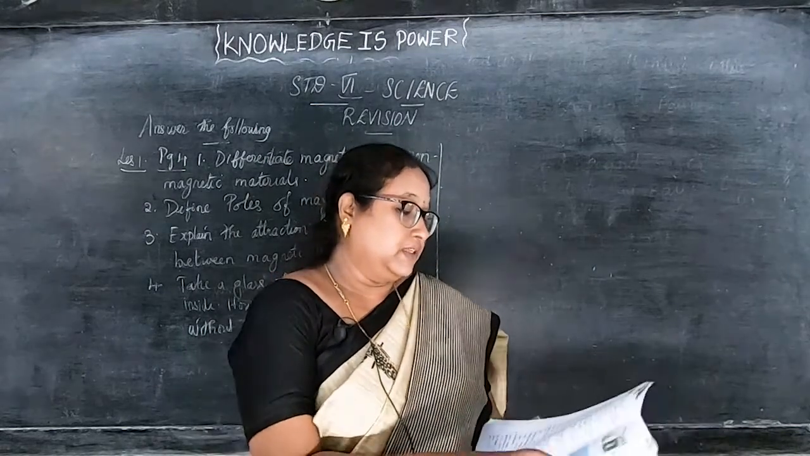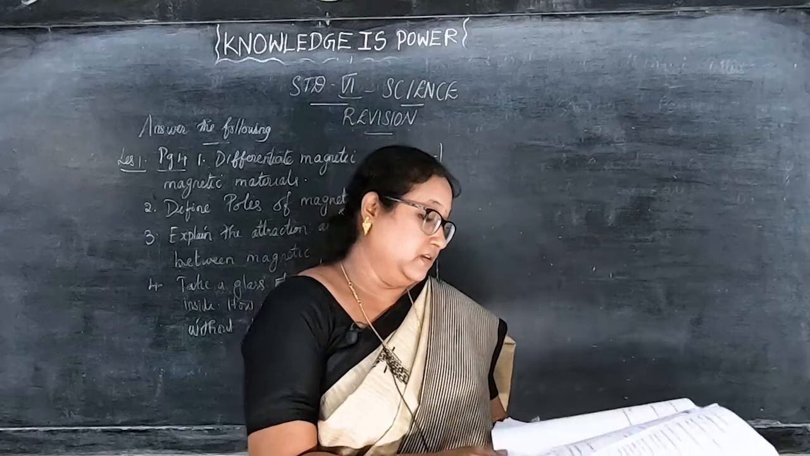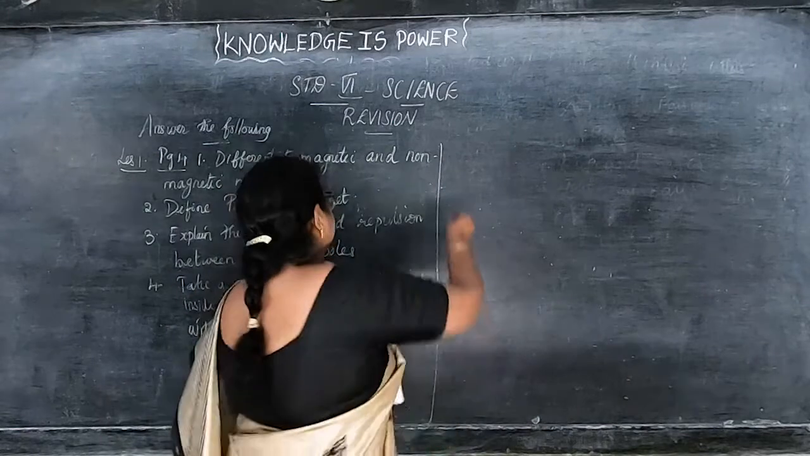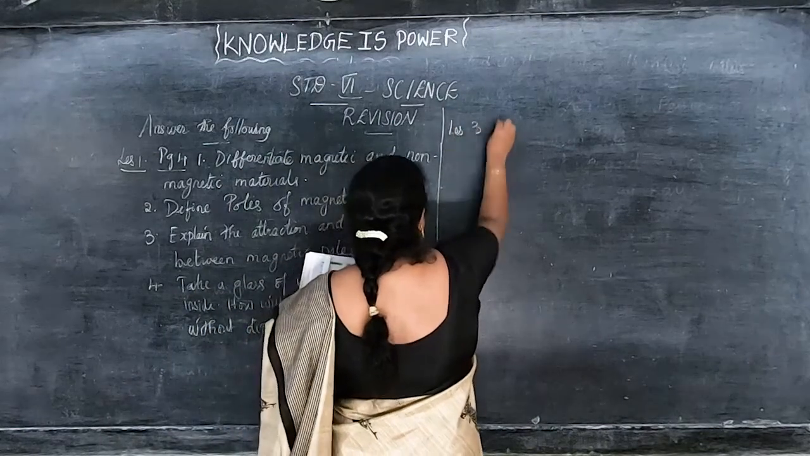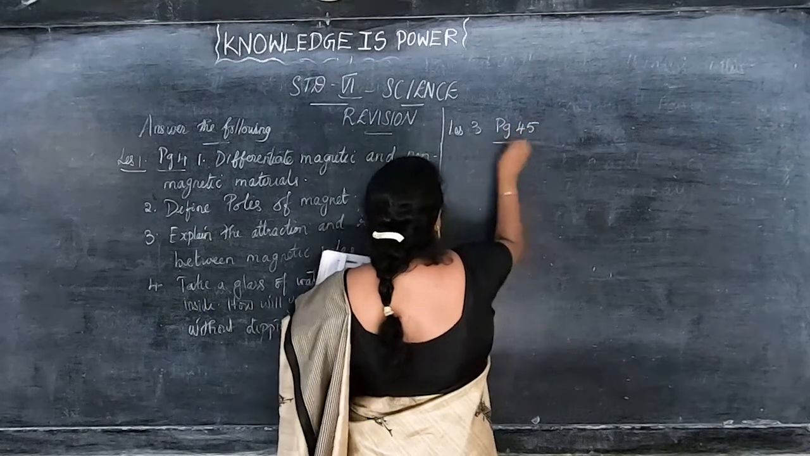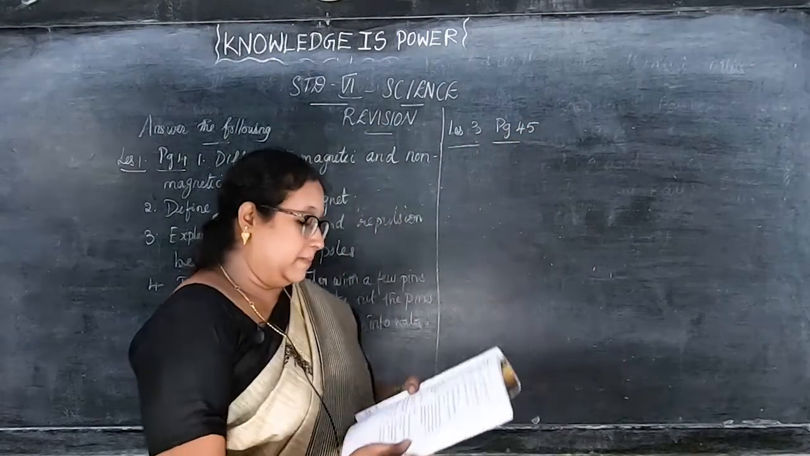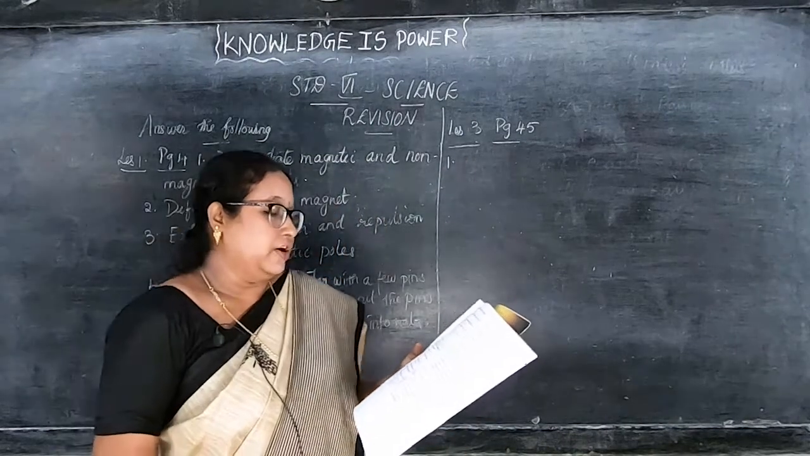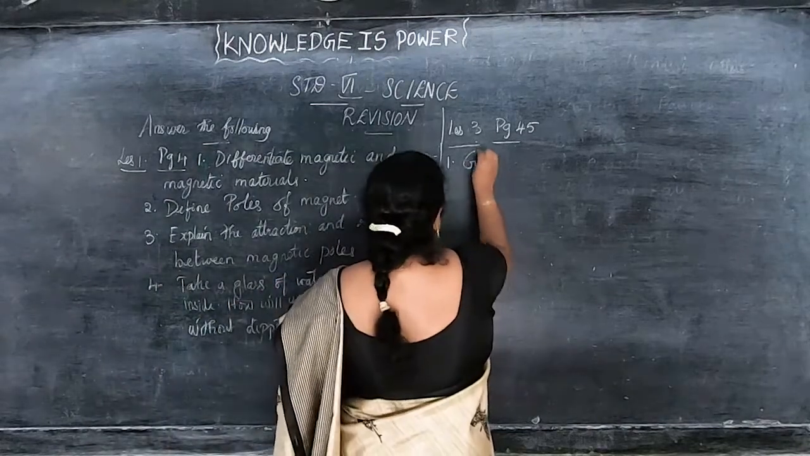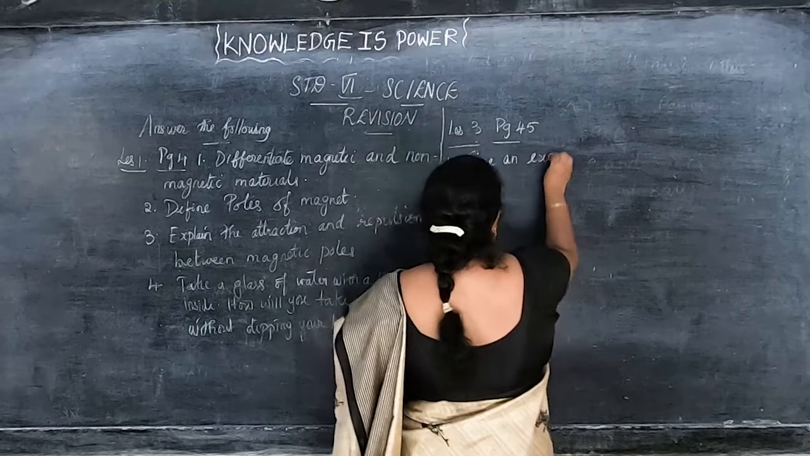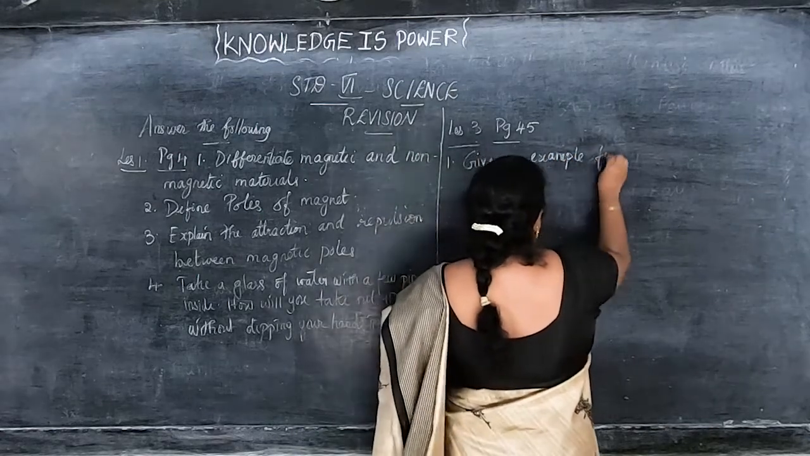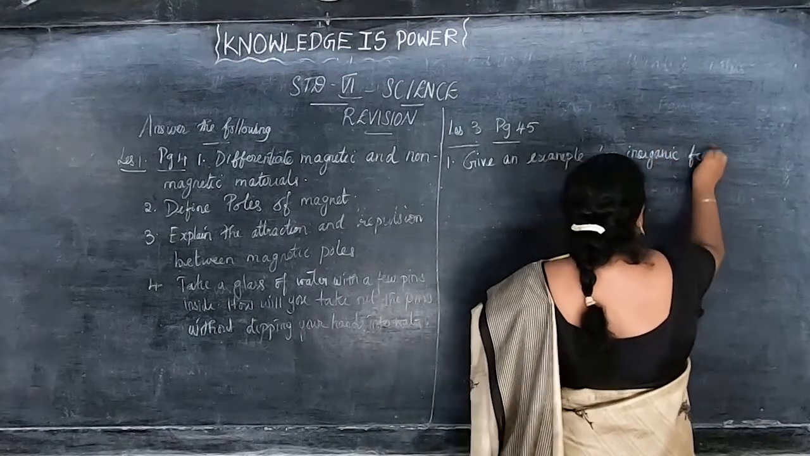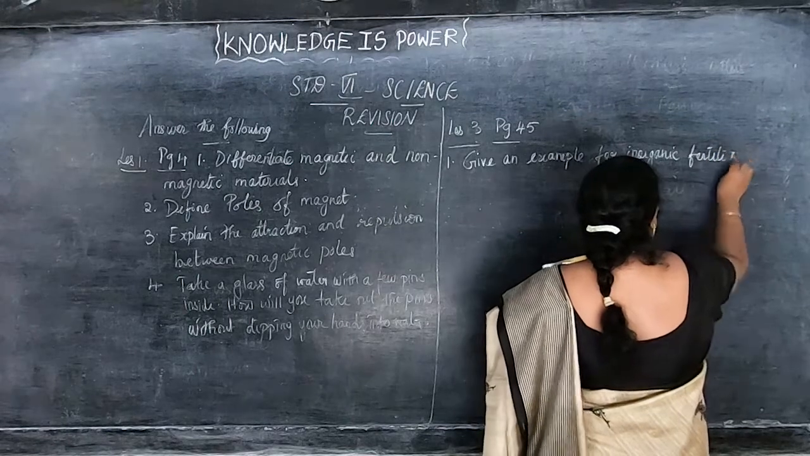Then now take the third lesson, lesson 3, page number 45. In that, see Roman number 7. Give very short answers. In that third question: give an example for inorganic fertilizer. So there is a question.